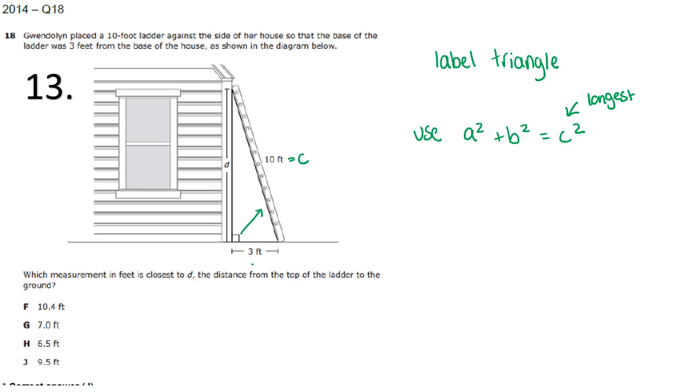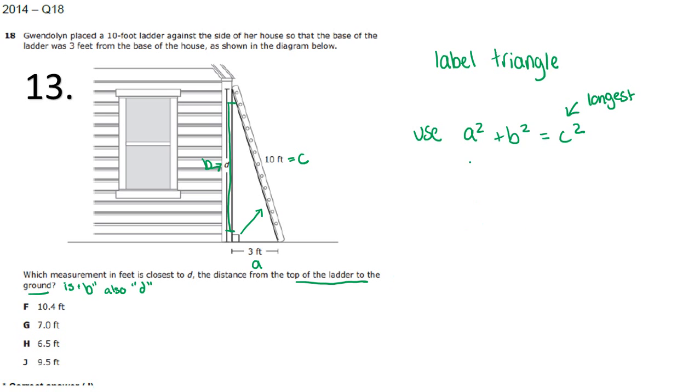So that means 3 could be our a, and this letter D, which is what we're trying to find, could be our b. So don't get confused. They're using 2 variables to mean the same thing. We want to find the top of the ladder to the ground, which is the B, which is also the D. Same thing. Once we figure out what this is from top to bottom, which is one of our short sides, we have our answer.